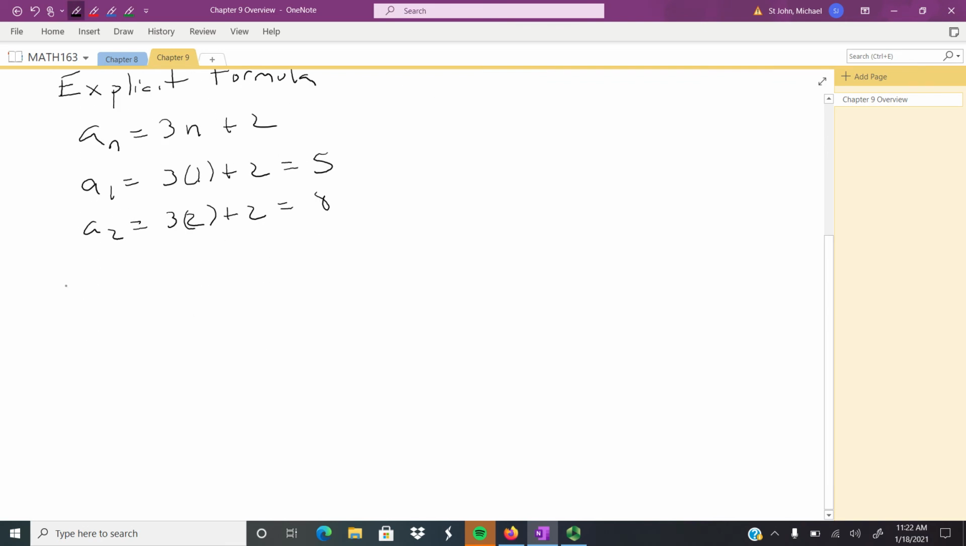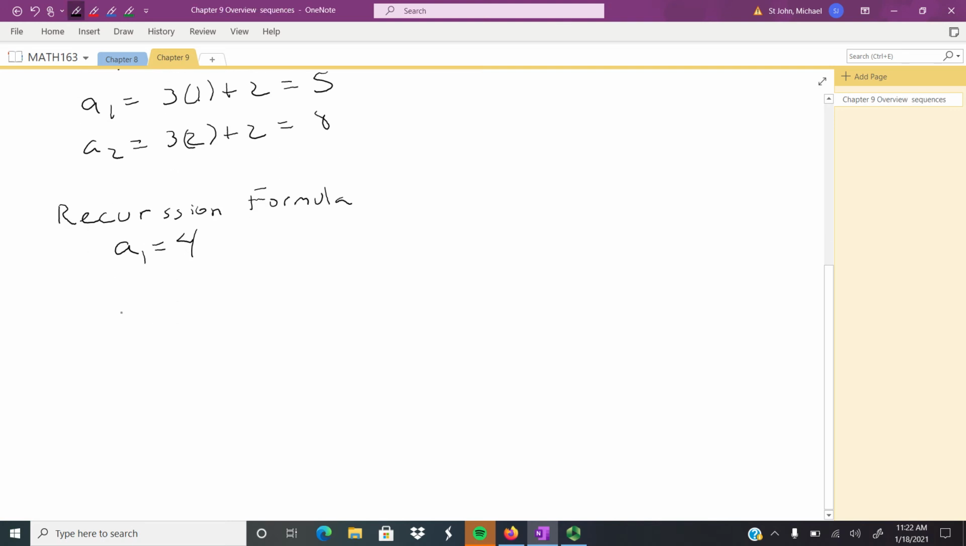Well, the other type of way of writing a formula is called a recursion formula. So now you would have something that looks like this. So I would tell you, let's have the first term be some number, so let's do 4. And then the next term, a sub n, is 2 times the previous term plus 5, right? So we know a sub 1 equals 4.